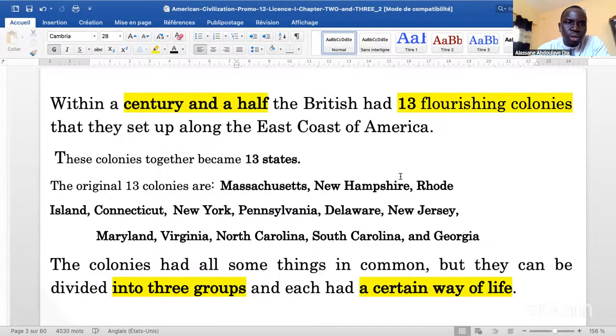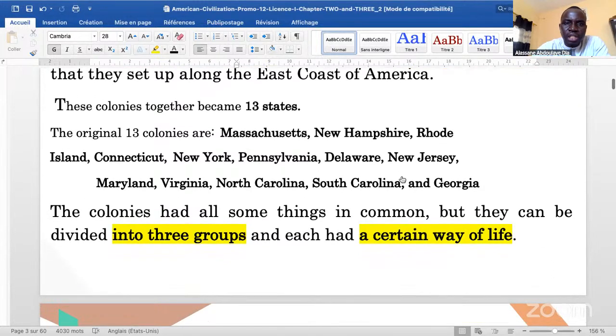What is important to notice here is that you should familiarize yourself with the list of the 13 original colonies. If I ask you to give me the list of the 13 original colonies, here they are: Massachusetts, New Hampshire, Rhode Island, Connecticut, New York, Pennsylvania, Delaware, New Jersey, Maryland, Virginia, North Carolina, South Carolina, and Georgia. These are the 13 original colonies of America. You have to know them. And later in my developments, you will see how they are organized.